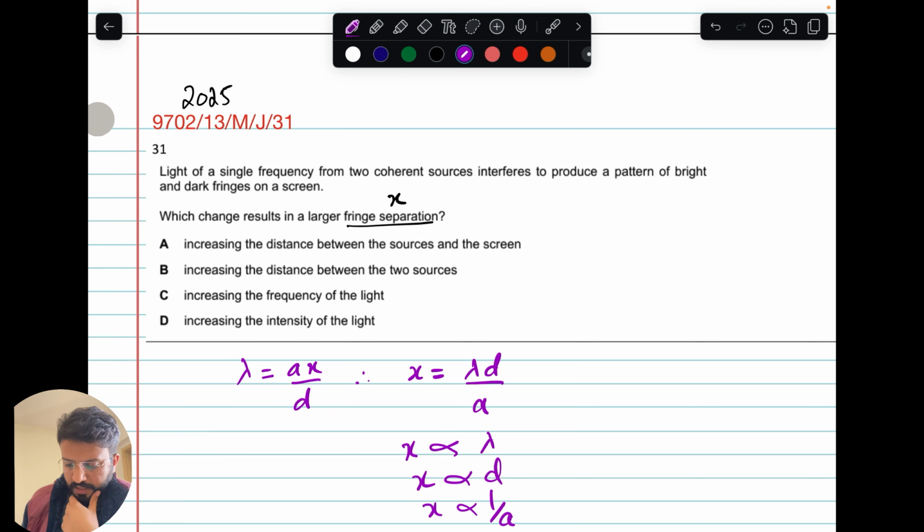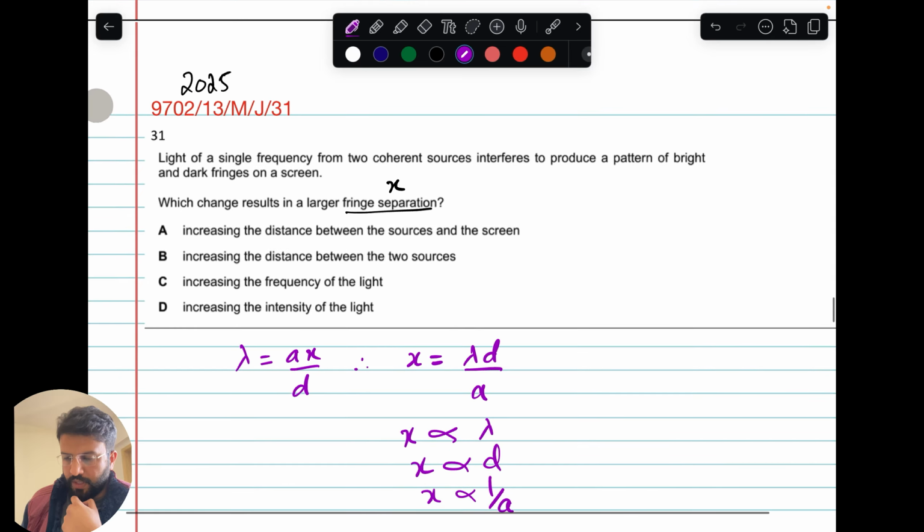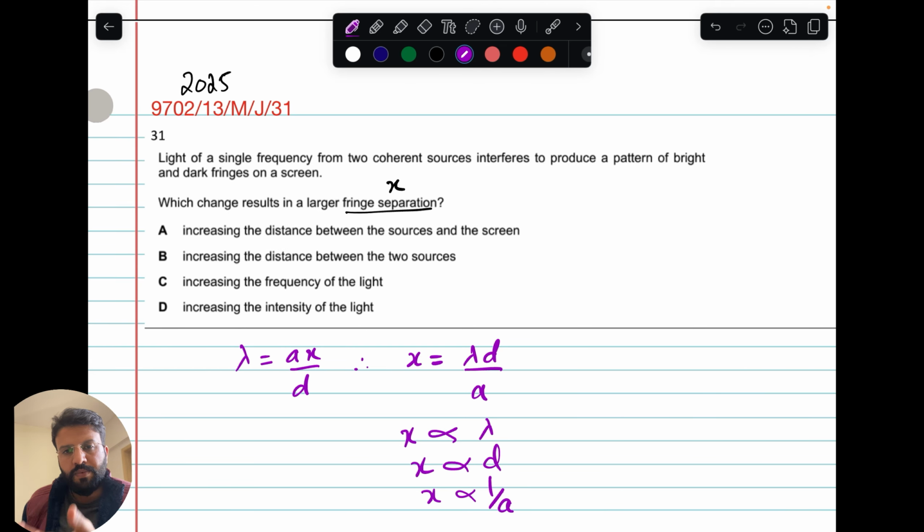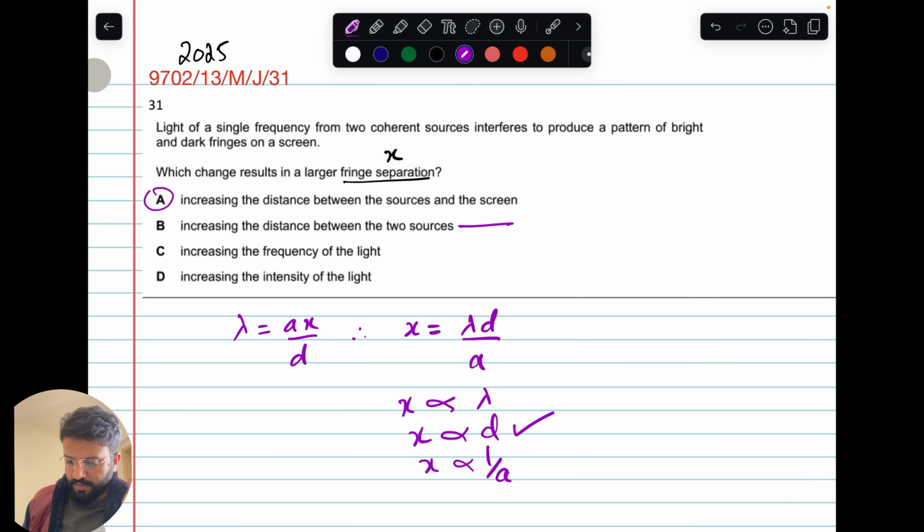Now let's see the options. Increasing the distance between the source and the screen: if you increase d, the fringe separation will increase. It seems correct. In B, increasing the distance between the two sources, he is talking about a. If you increase a, x will decrease, so that is not a right option. Same goes for C and D: you are decreasing the wavelength, and decreasing the wavelength will decrease x, not increase it.